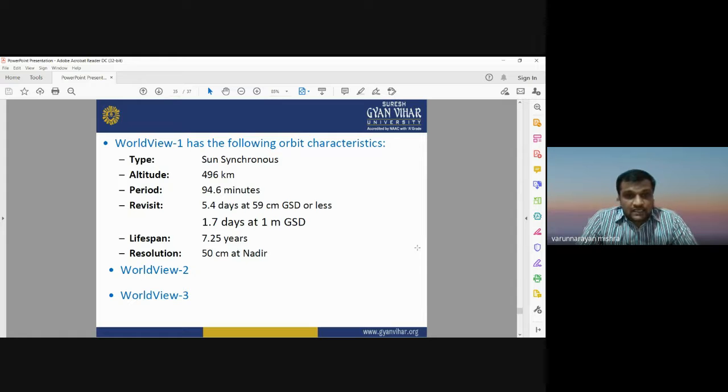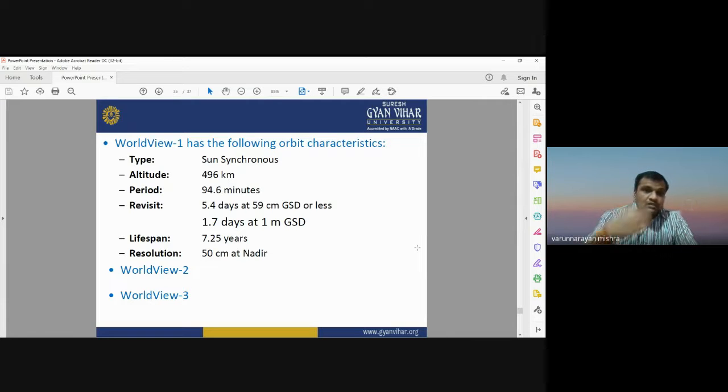These are some of the characteristics of Worldview 1 satellite or sensor. It's a sun-synchronous satellite, as most of the remote sensing satellites are based on sun-synchronous orbit. Its altitude is around 496 kilometers. The period, or the time taken by the sensor to complete one orbit around the Earth is around 94.6 minutes. Its revisit time is around 5.4 days, with a spatial resolution of around 59 centimeter or less. The lifespan is around 7.25 years, and its resolution is around 50 centimeter at the nadir.